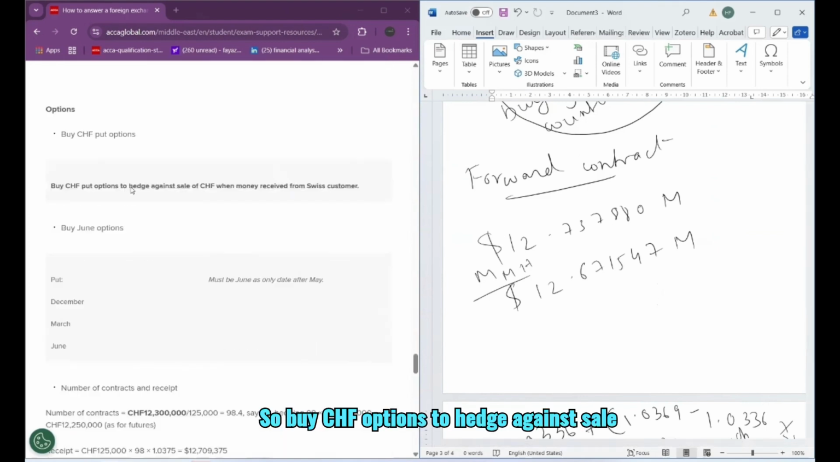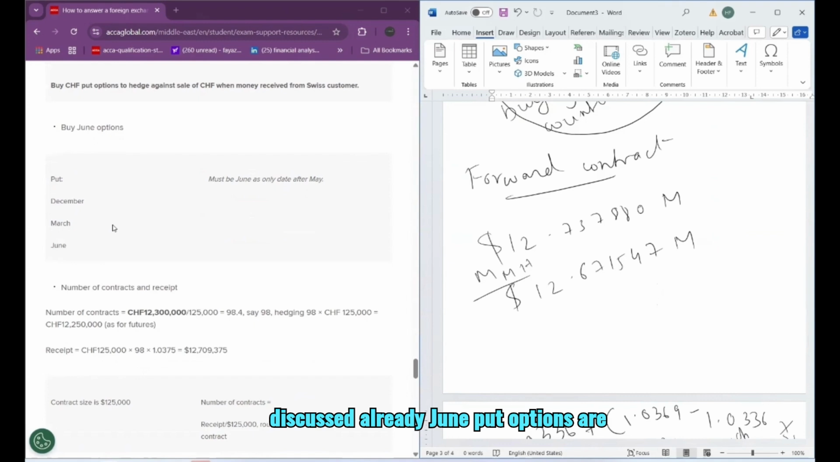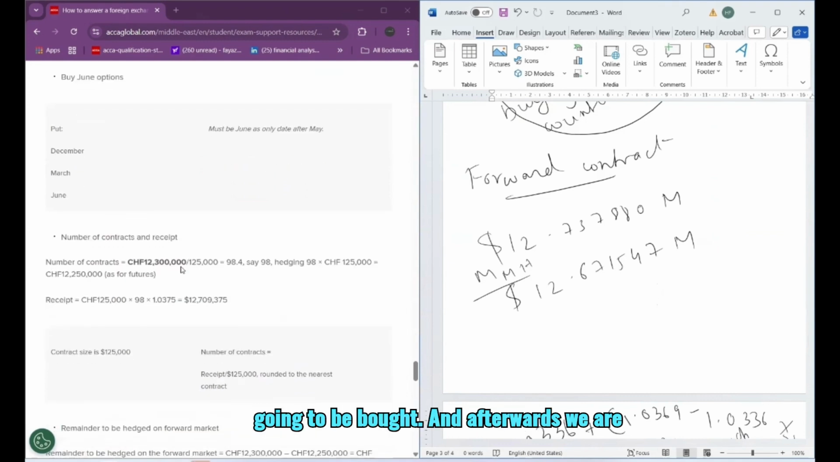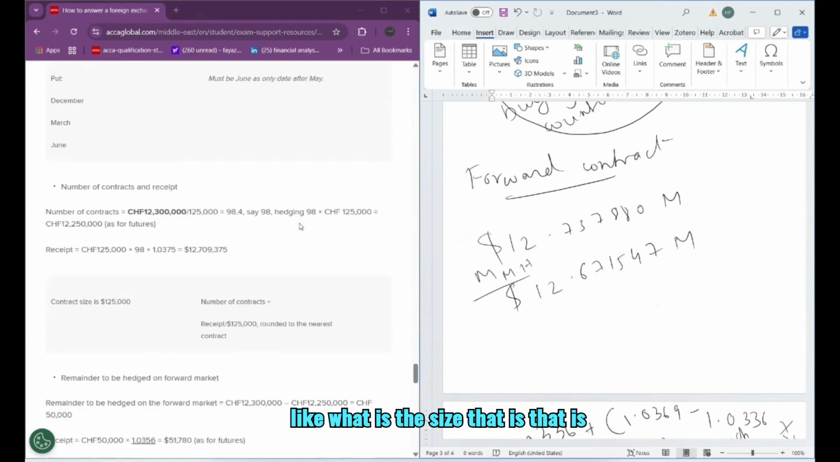So buy CHF options to hedge against sale of CHF and money received from Swiss customer. Buy June options that we already discussed. June put options are going to be bought. And afterwards, we are going to consider again the same contract size under options as well. 1,25,000, 12.3 by 125, 98.4, 98 hedged using options contract. That is, the size is going to be 98 into 1,25,000, 12.25, and the remaining.